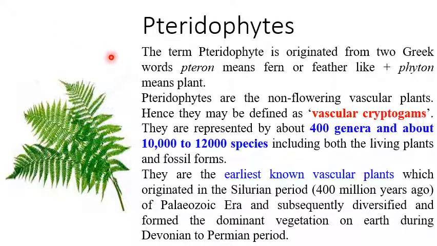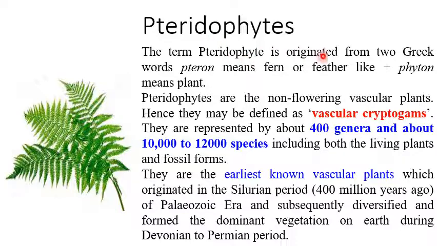Now we'll move to the next part of the chapter, and the first group of organisms is pteridophytes. This group of organisms belongs to cryptogams. Why? Because this group of organisms does not produce flowers. So let us understand what pteridophytes are.